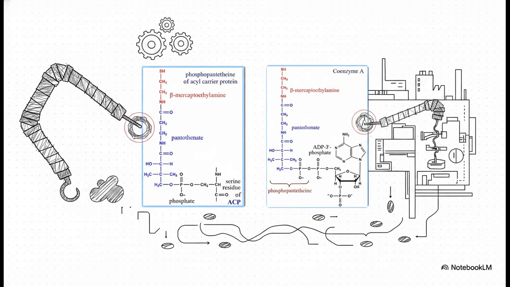At the very heart of this giant enzyme is a crucial component called the acyl carrier protein, or ACP. It's got this long, flexible arm that acts like a mobile crane.